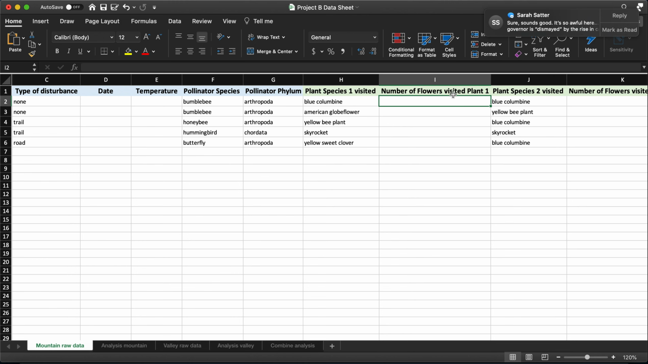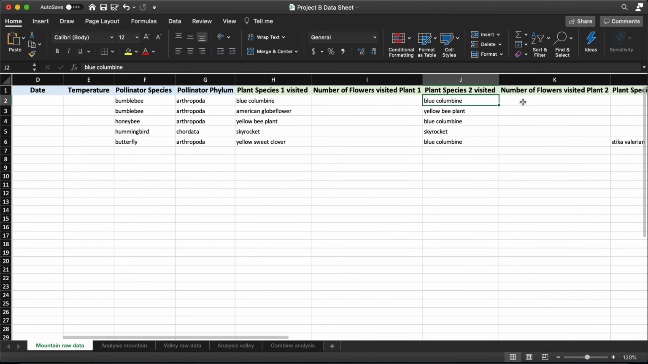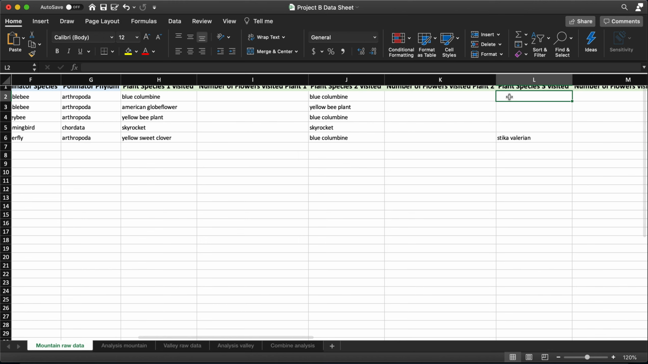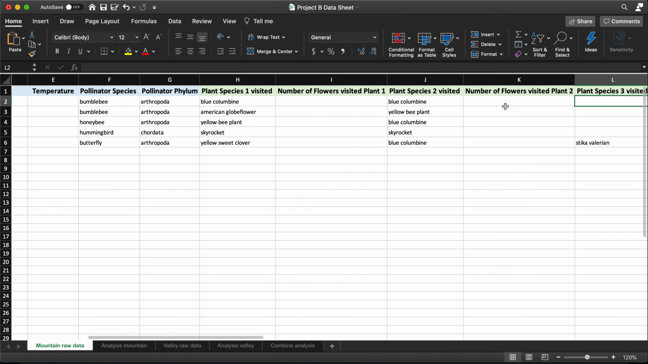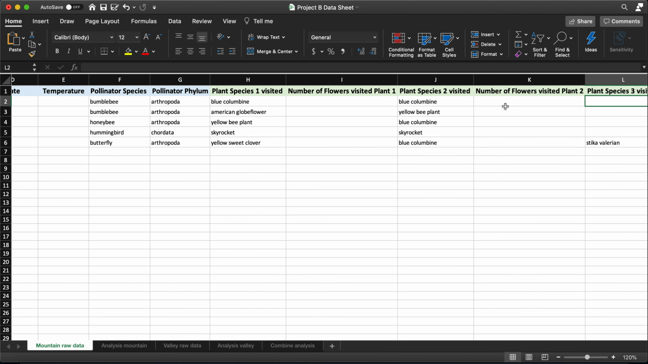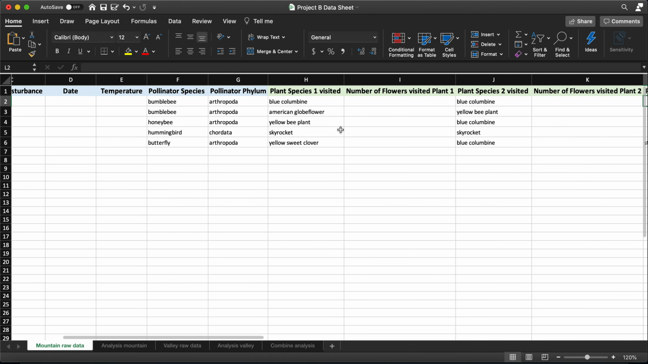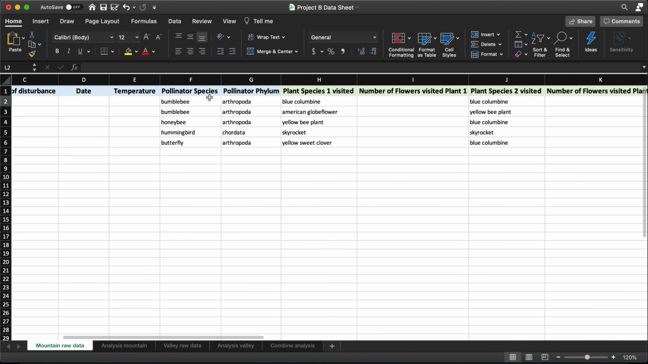Okay, however, if the pollinator moved to another plant when you were actually observing that first pollinator, and in this case this bumblebee moved to another columbine, so you can actually note that, then you can see that everything else after that from this particular row is empty, because that pollinator only visited 2 plants and actually they belong to the same species. Now let's take, for example, this other bumblebee here.